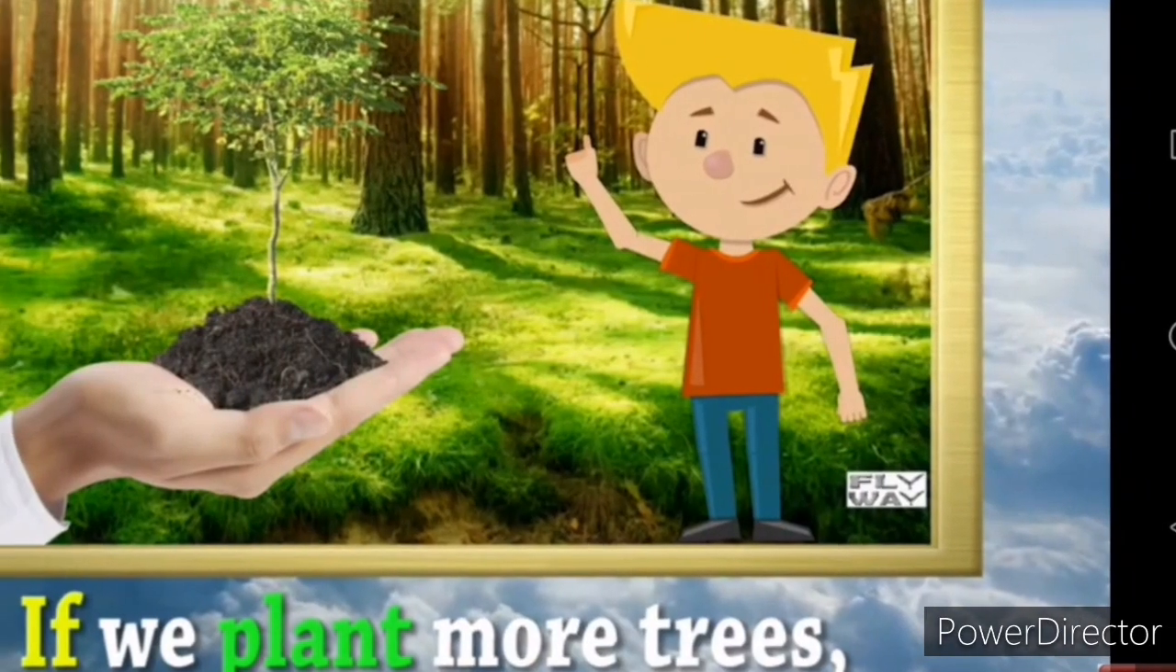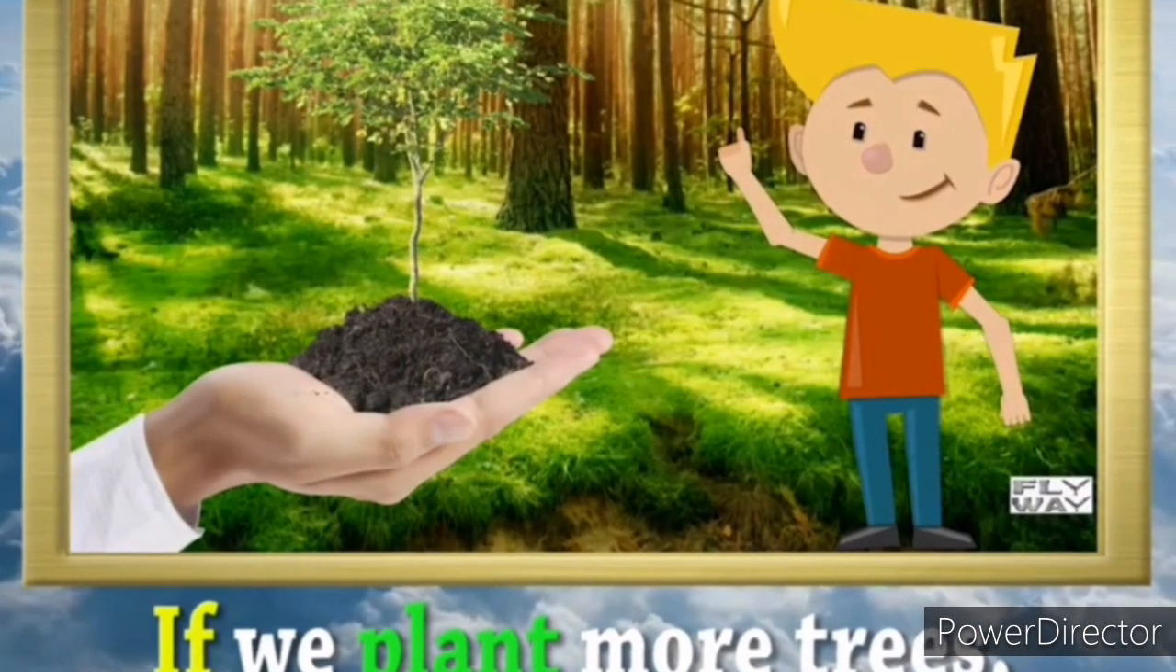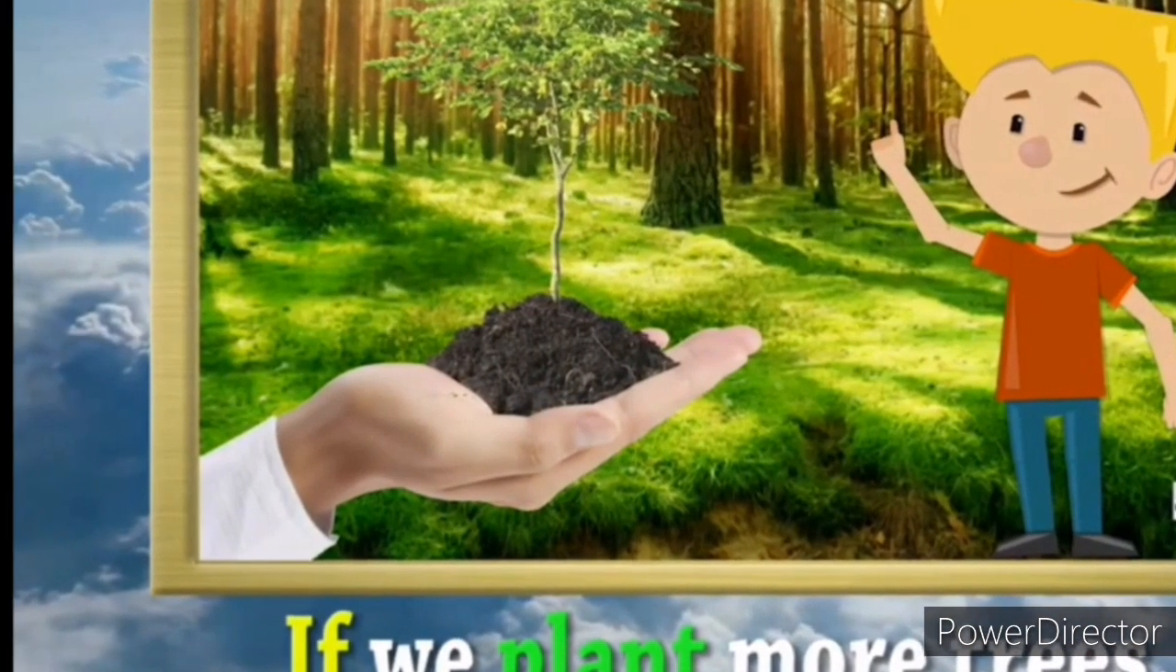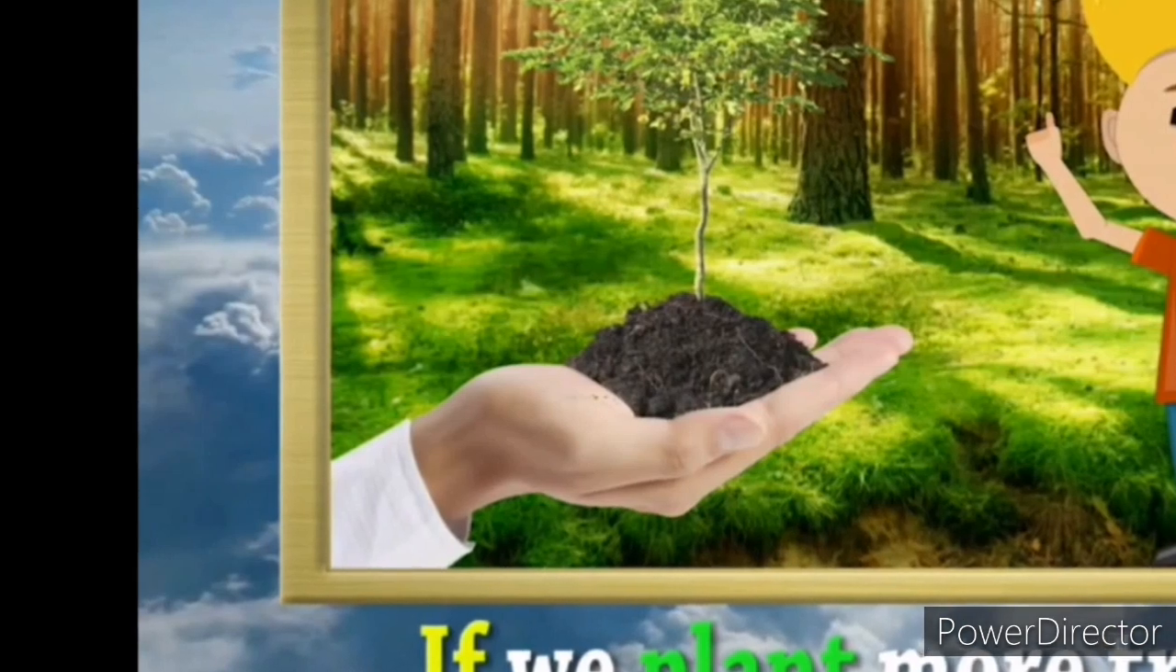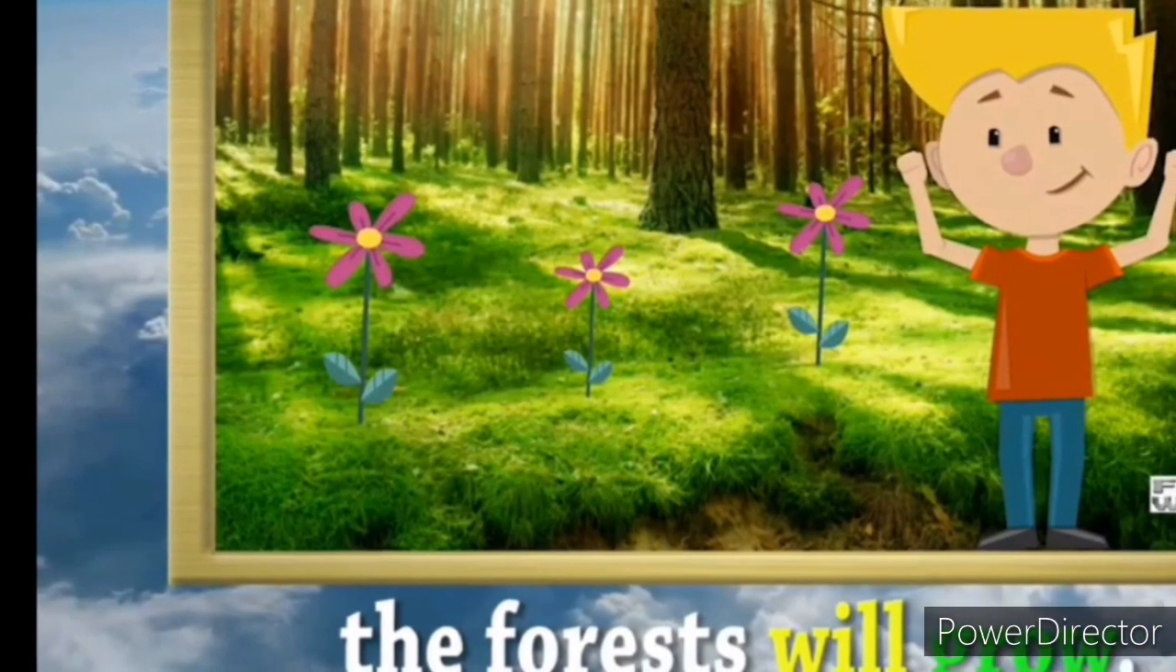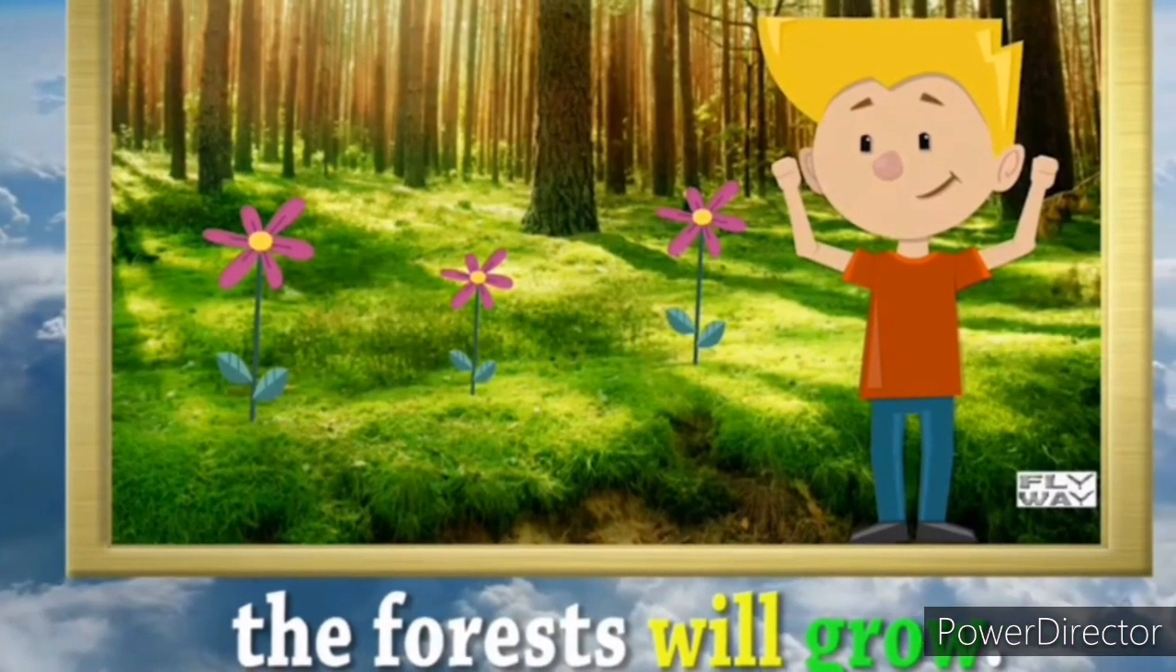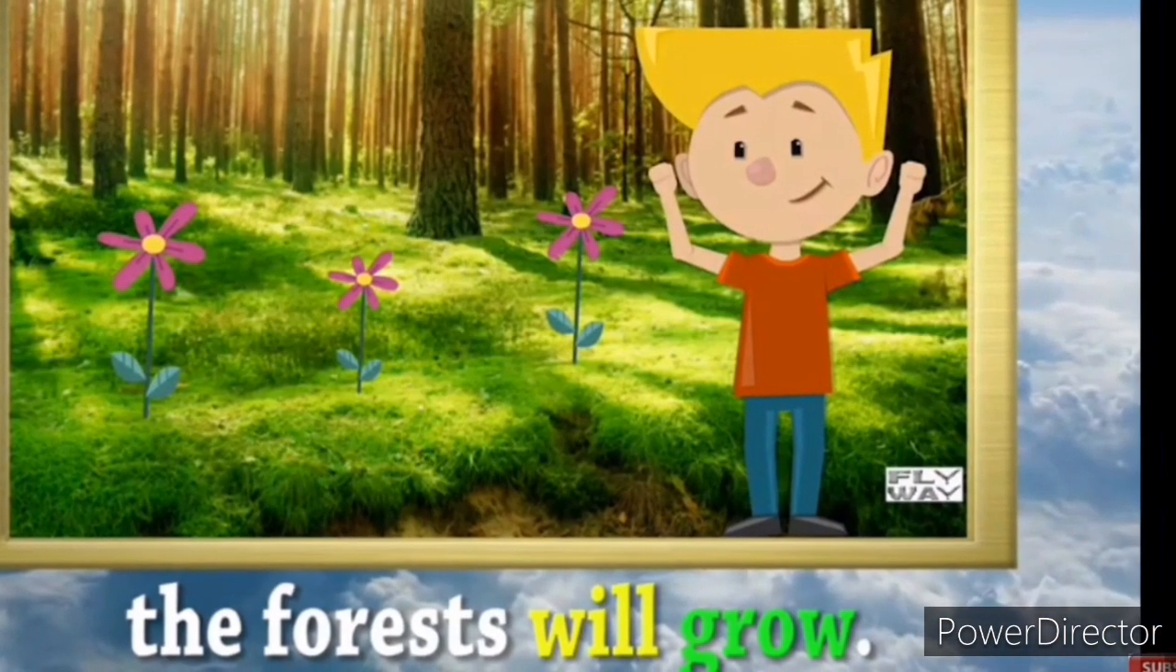See the example. If we plant more trees, the forests will grow. Plant, V1 form, and the resultant part will take will plus V1, will grow. Okay, this is first conditional. Now it's your turn.